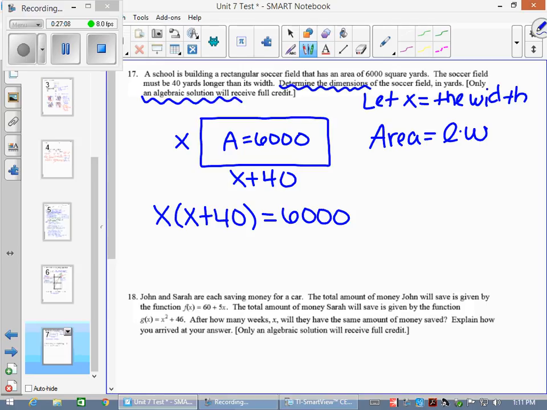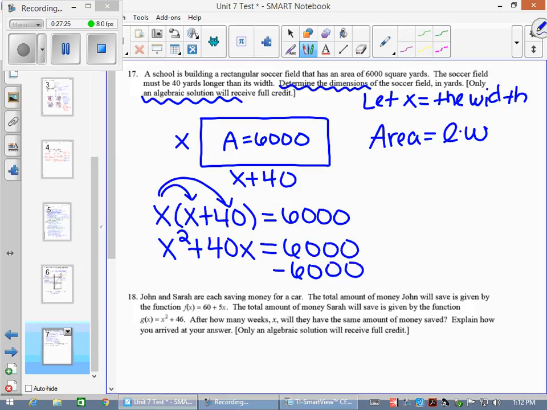So x times x is x squared. X times 40 is 40x. It's equal to 6,000. Now I'm going to subtract that 6,000 over so that we can attempt to factor this. So x squared plus 40x minus 6,000 is equal to 0. Now I don't expect us to figure these numbers out right off the top of our head, so let's go to the calculator.